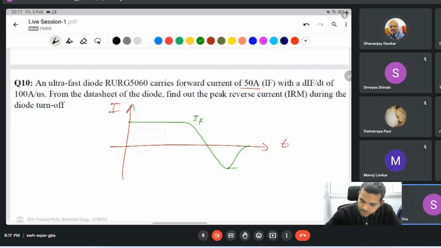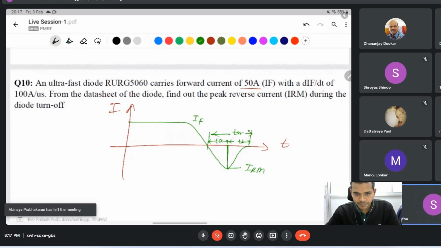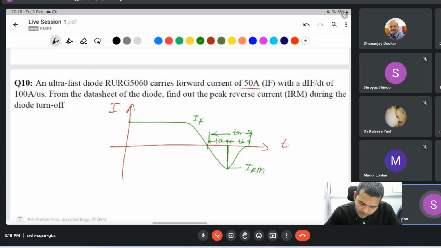On IF, on IRM. The maximum current is defined by TA, this one is defined by TB, and this one is TRR, the reverse recovery time. Given an ultra fast diode, I have a forward current of 50 ampere. This one is given as 50 ampere current. And dIF by dt, the slope, is given as 100 ampere per microsecond.